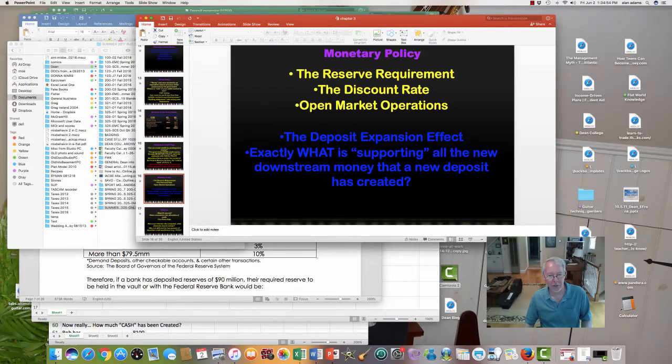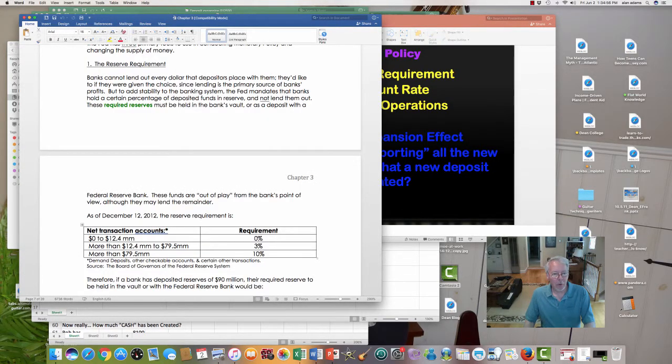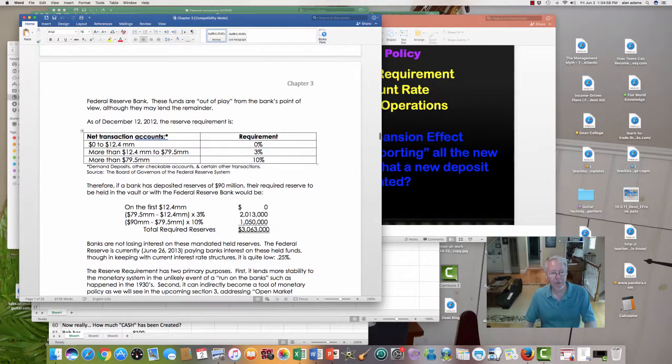Just to refresh you from the other day, the reserve requirement, right now, I don't believe this has changed. They bracket it, so if a bank has, in this case in the book, 90 million in reserves, then on the first 12.4 million, they don't have to hold anything in their vault. They can loan it all out. Anything over 12.4 million but less than 79.5 million is 3%. And then anything over 79.5 million is 10%.